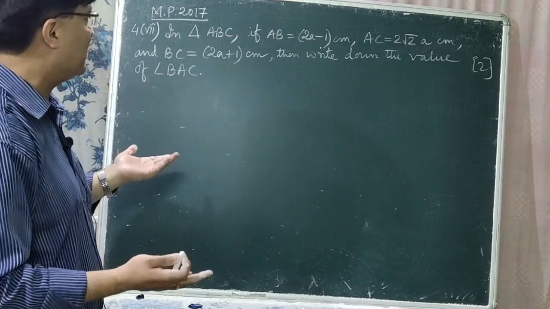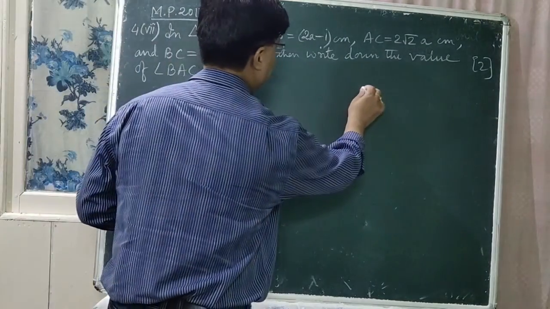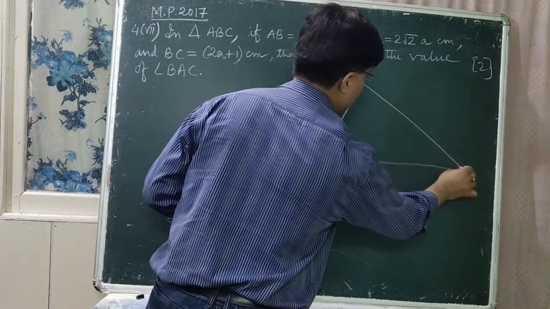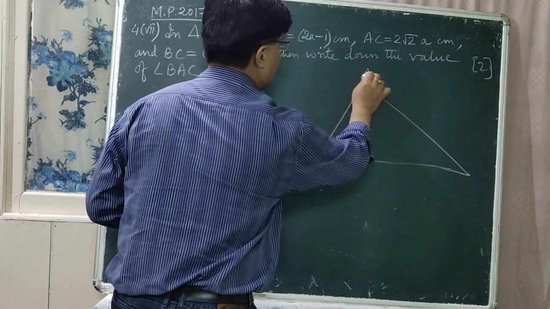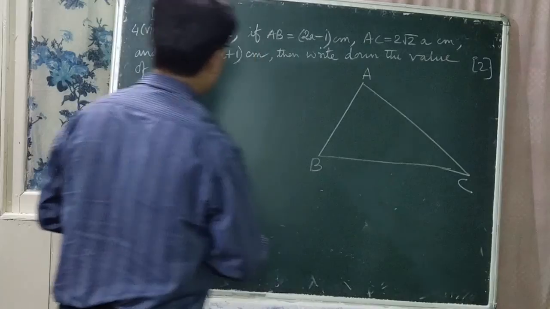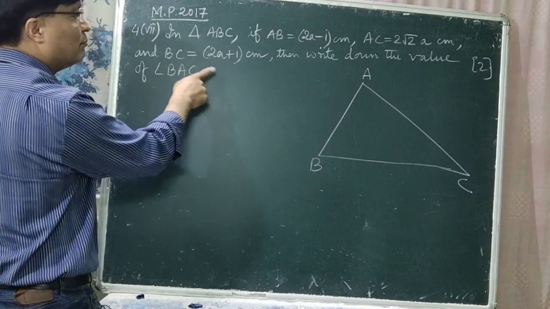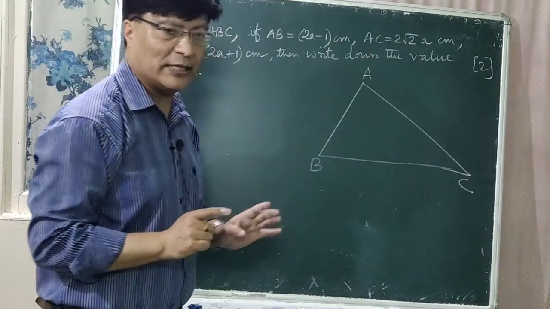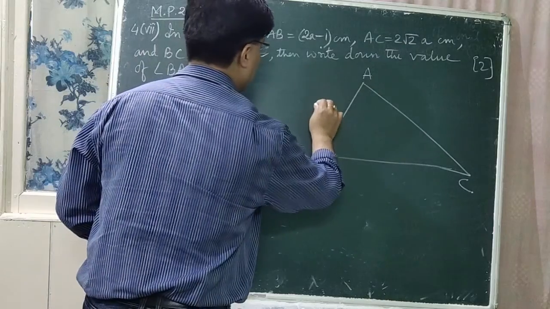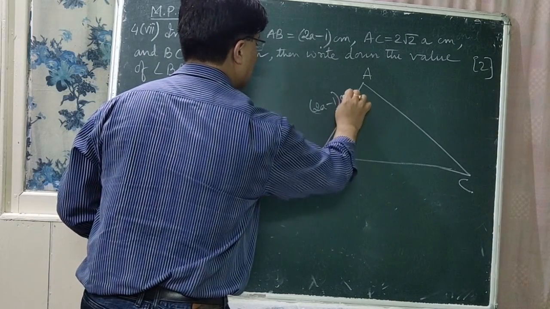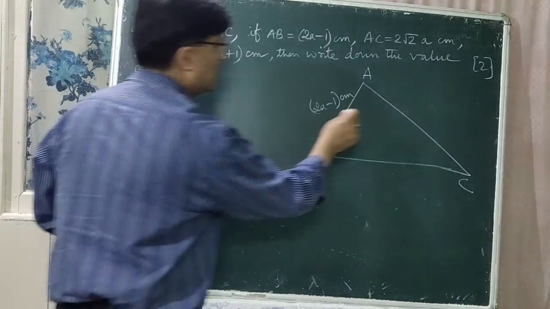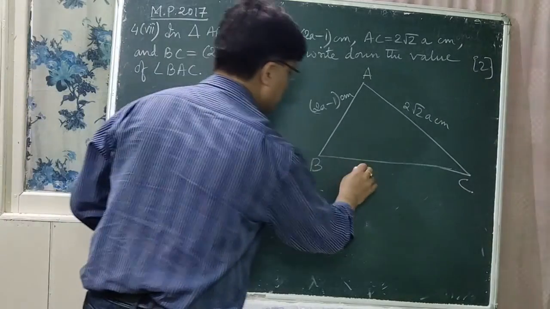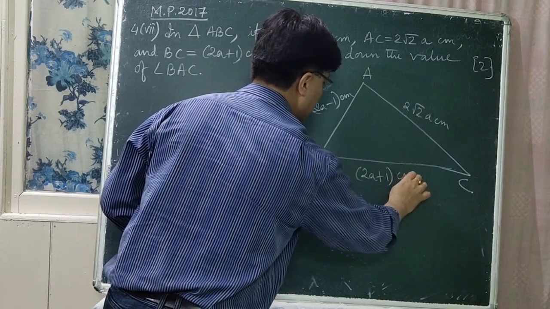So how can you find it? You have to find it, angle BAC, right? So let us draw the triangle here, any triangle. This is A, this is B, and this is C. You have to get the value of angle BAC. What is this angle BAC? You have to find it, okay? So what is the length of AB? It is given as 2a minus 1 centimeter. What is the length of AC? It is 2 root over 2a centimeter. And what is the length of BC? It is given as 2a plus 1 centimeter.